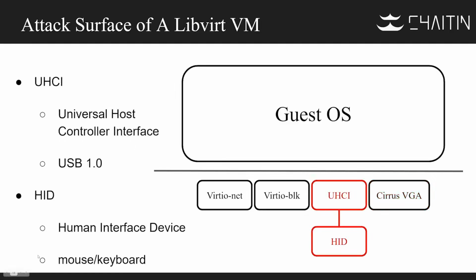And the last target, UHCI with HID connected. UHCI is short for Universal Host Controller Interface. It's also known as USB 1.0. HID is short for Human Interface Device. For example, it includes the mouse and the keyboard we use every day.